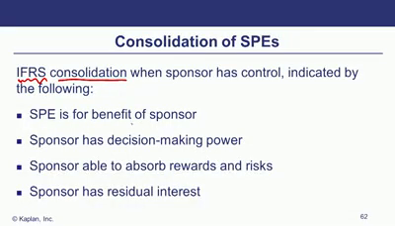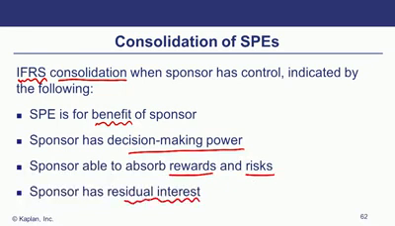If it's for our benefit. Okay, so if it's set up to benefit the sponsoring company, if the sponsor has the decision-making power rather than the majority shareholder, if the sponsor, and I think this is the real key one, is able to absorb the rewards and risks. If you have the benefits, if you have the risks, it's your subsidiary regardless of the share ownership that you have. And that's the rule that IFRS has always toed here. Or if the sponsor has a residual interest, well, that's simply saying if we were to liquidate the special purpose entity, liquidate its assets, pay off its liabilities, if you were entitled to the residual that remains.